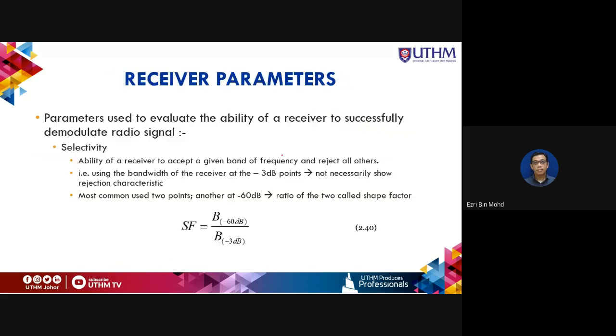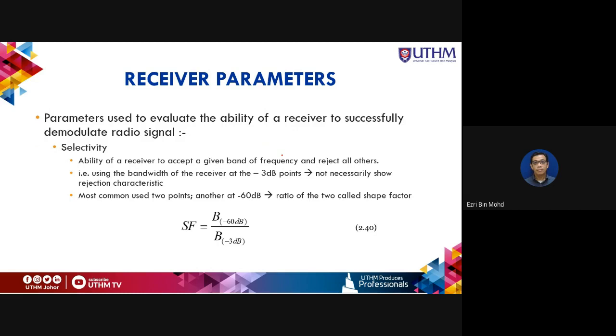Parameters, what are the parameters to define the ability of a receiver to successfully demodulate a radio signal? The first one is selectivity. What is selectivity? Selectivity is the ability of a receiver to accept a given band of frequency and reject all others.